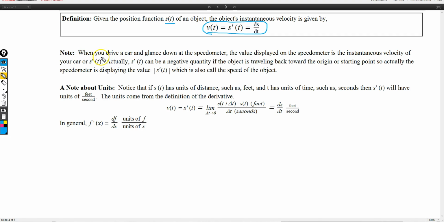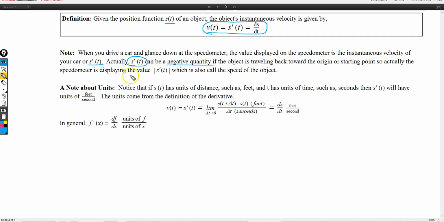When you drive your car and you glance down at your speedometer, the value displayed on your speedometer is your instantaneous velocity of your car, or s prime of t. So your car's speedometer is actually sort of like doing calculus. It's taking the derivative of your position function. Now actually your speedometer cannot measure negative numbers, right? You don't have negative numbers on your speedometer. But s prime of t could be a negative quantity. If s prime of t is negative, that means that your object is actually traveling back towards its starting location.